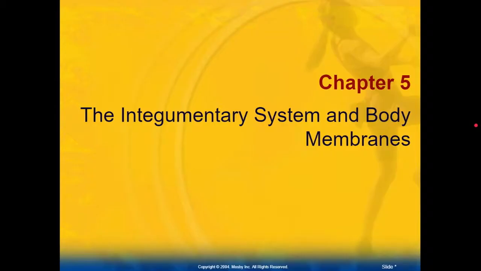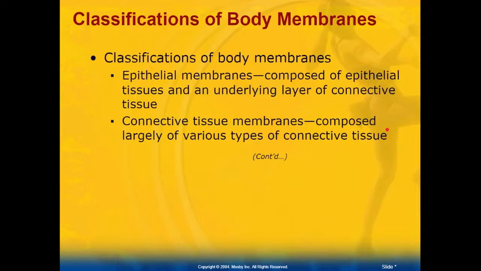All right, so integumentary system and body membranes. So this is going to be your hair, skin, and nails, and membranes, sense organs of the body, stuff like that. So classification of body membranes. We'll talk about these first. Epithelial is more like your cells and your tissues, part of your skin, and then connective tissue.